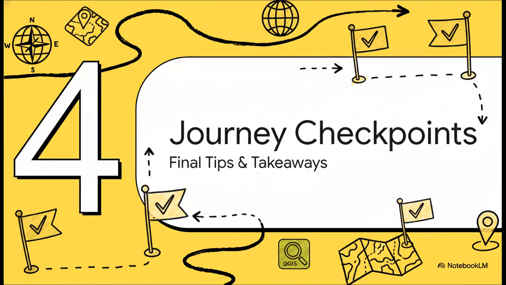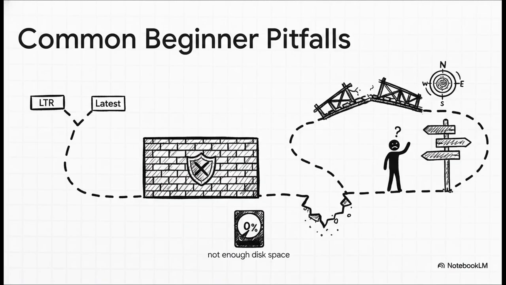Whew, we've covered a lot of ground pretty quickly. So let's wrap this up with a few final checkpoints just to make sure you're ready for your mapping journey. Here are a few common traps I see people fall into. We already covered picking the LTR version and setting your CRS right away. But also keep an eye out for your antivirus software. Sometimes it can block the installation. And, of course, double-check that you have enough free disk space before you even start.